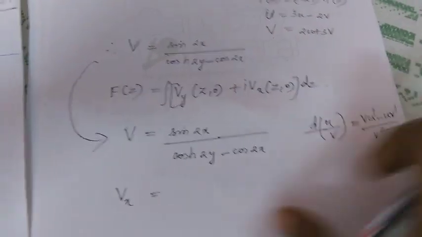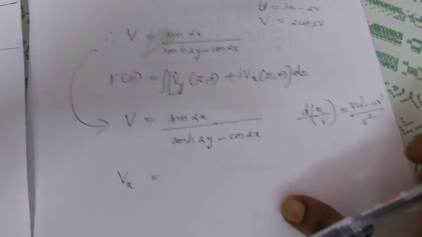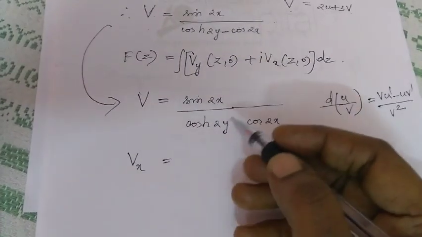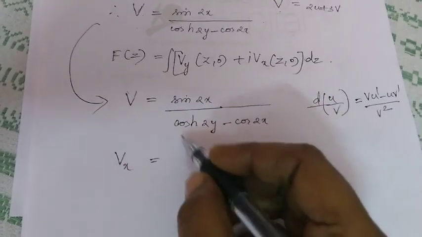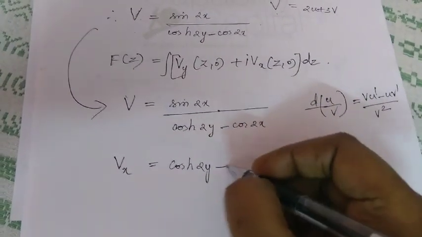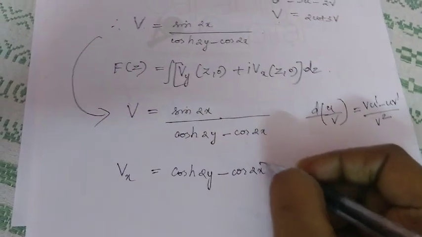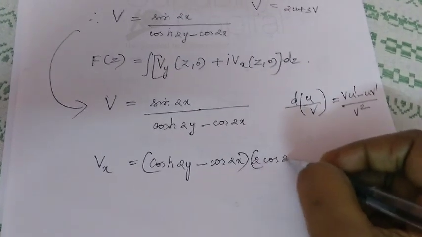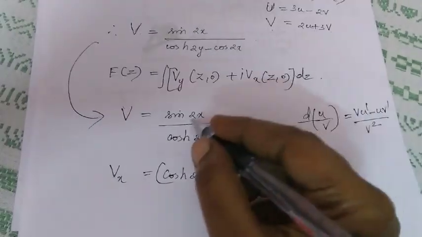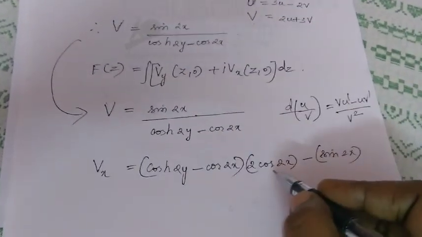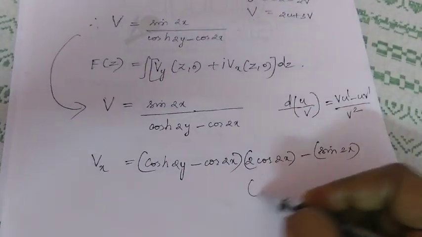Same problem we had like this, sin 2x by cosh 2y minus cos 2x, but it was u there and we have got v here. So differentiations and all, it is the same only. U by v formula: cosh 2y minus cos 2x, this is v, and differentiate your sin 2x, it's 2 cos 2x, minus, have your sin 2x as it. That's v u dash minus u v dash.